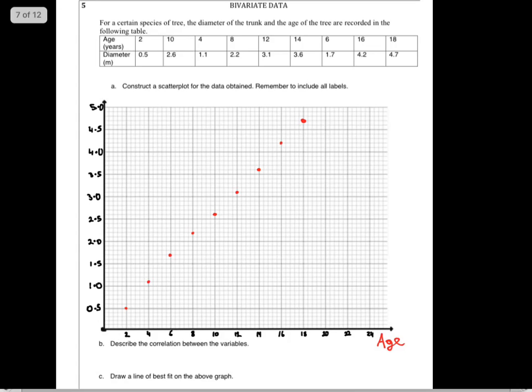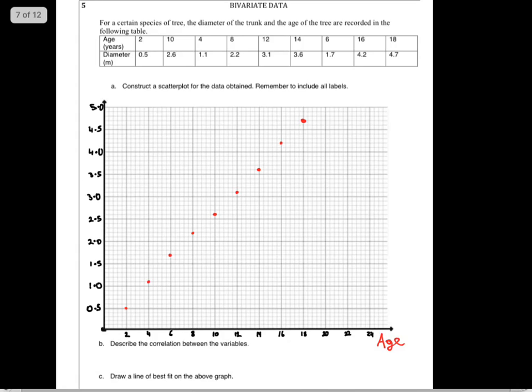So carefully using the grid, looking at the pairs. When age is 2, diameter is 0.5. So I line up when age is 2, diameter is 0.5, and there's a point right there, and so on. And I do that for each data pair to plot the point.